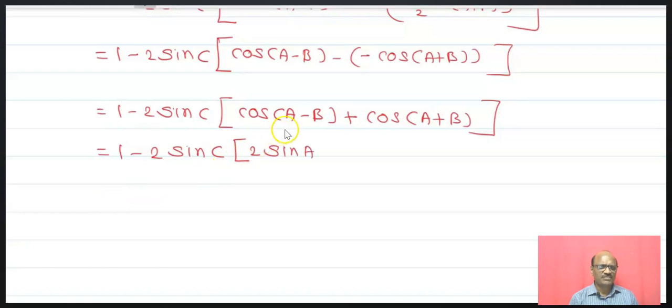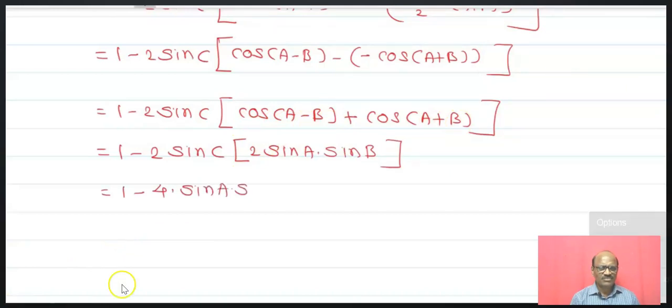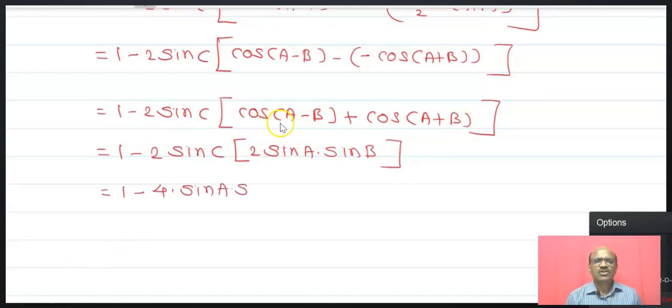Now here we will apply the formula. Which formula are we applying here? That is cos of (a minus b) plus cos of (a plus b). Now expand this: cos of (a minus b) is cos a cos b plus sin a sin b. What about cos of (a plus b)? That is cos a cos b minus sin a sin b. And therefore we will get 2 times sin a into sin b.